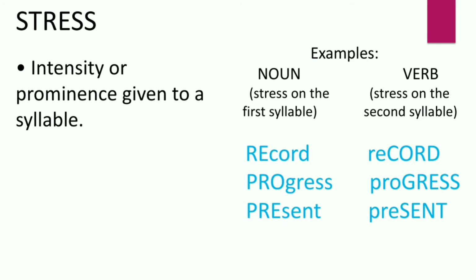Stress is the intensity or prominence given to a syllable. I have here the examples. If the word is a noun, the stress will be found in the first syllable. But if the word is a verb, the stress will be found in the second syllable. Examples for nouns, we have record, progress, present. For the verbs, we have record, progress, and present.